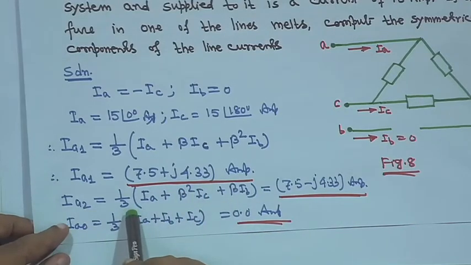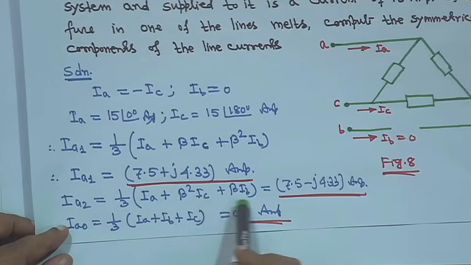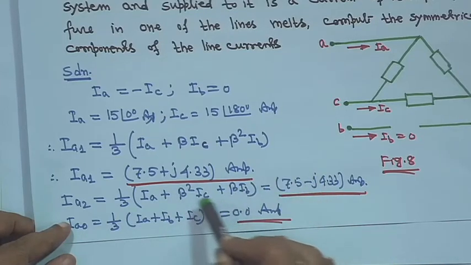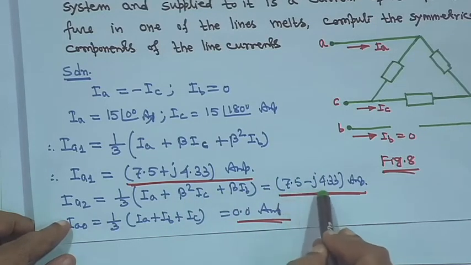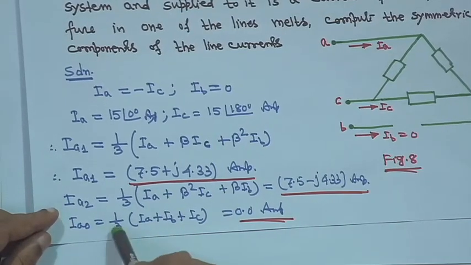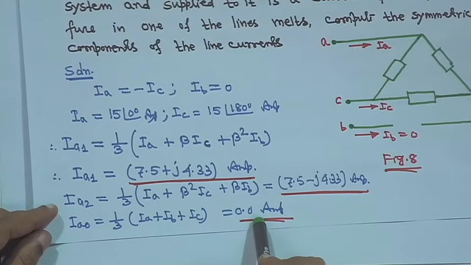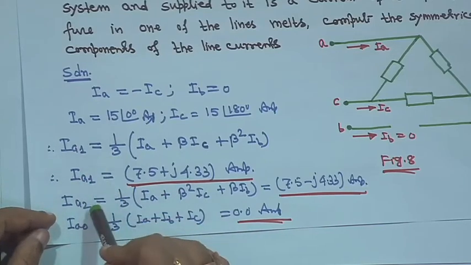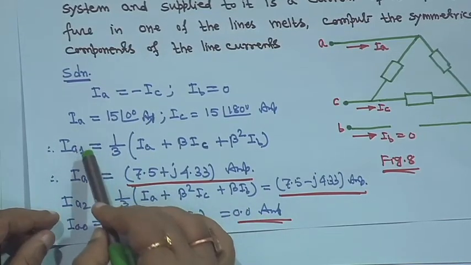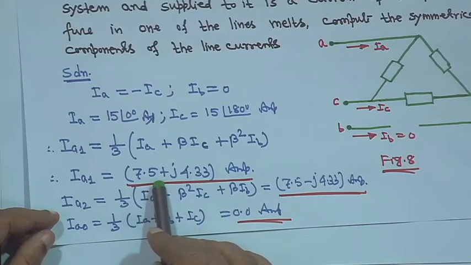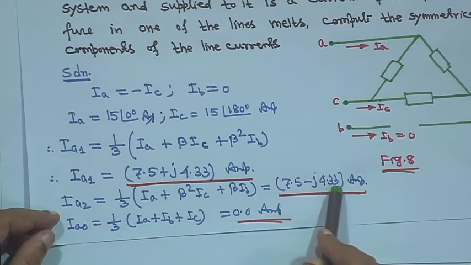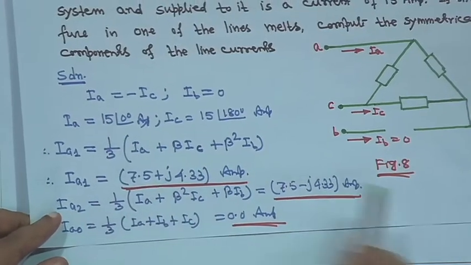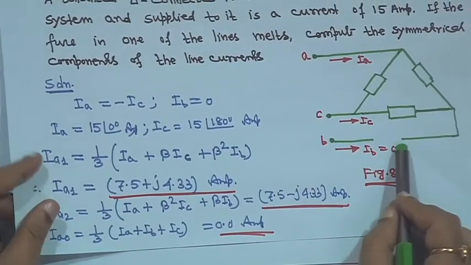Similarly, if you calculate I_A2, it is 1/3 (I_A plus beta square I_B plus beta I_C). Again you substitute I_A, I_B, I_C, put in the angle for beta, and it will be 7.5 minus j 4.33 ampere. And I_A0 will become 1/3 (I_A plus I_B plus I_C), that is 0. For a cross check, I_A is equal to I_A1 plus I_A2 plus I_A0. I_A0 is 0, that means I_A is equal to I_A1 plus I_A2. So, minus j 4.33 and plus j 4.33 will cancel, and ultimately I_A will become 15 angle 0. So, for a cross check, this is a simple problem, but it is a good problem.